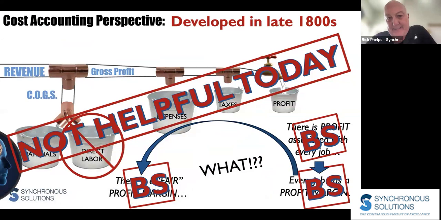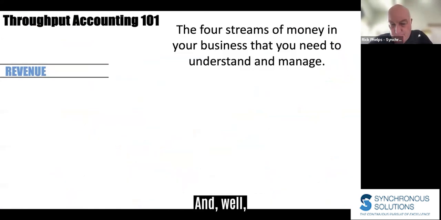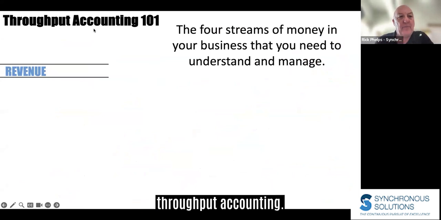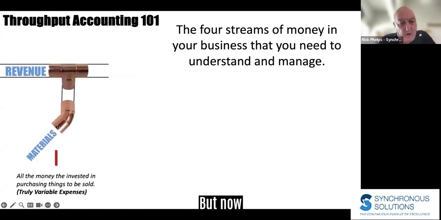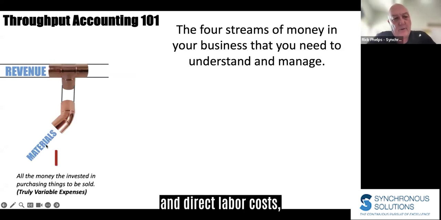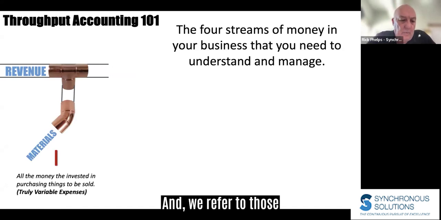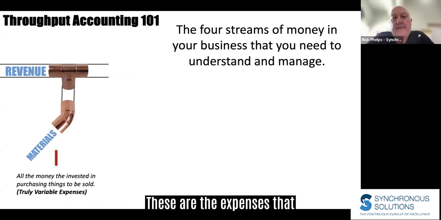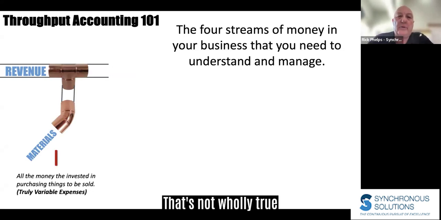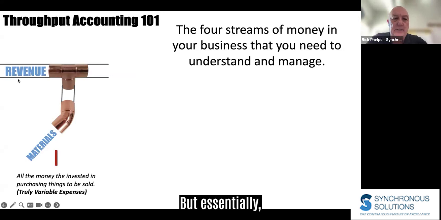What are we going to do about fixing our mindset? Well, we have a simple model, and it's called throughput accounting. We're going to start with the same type of revenue coming in. We're going to tee the joint off. But now, instead of having materials and direct labor costs, all we're going to do is take off the materials. We refer to those materials as truly variable expenses. These are the expenses that, if you didn't sell the job, you wouldn't buy the material. That's not wholly true on stocked products, but essentially you sell a job, you buy the materials.